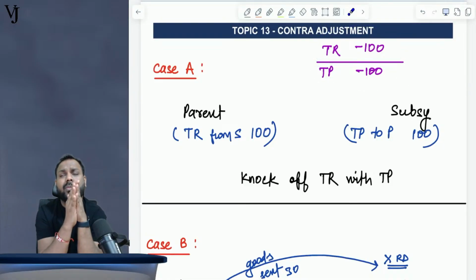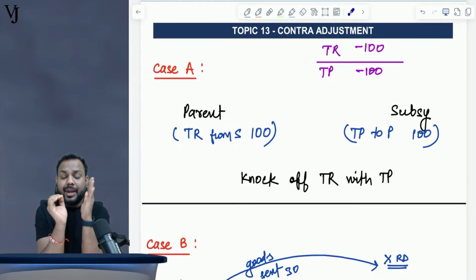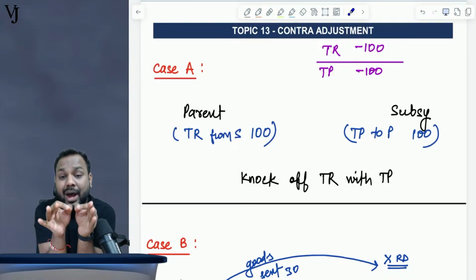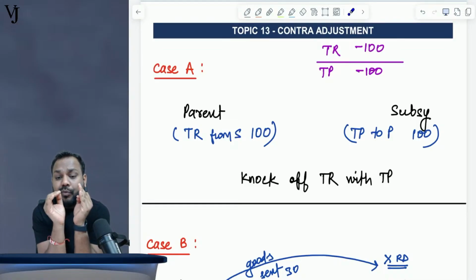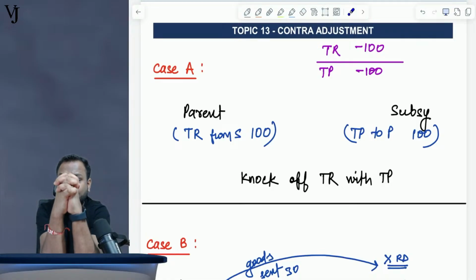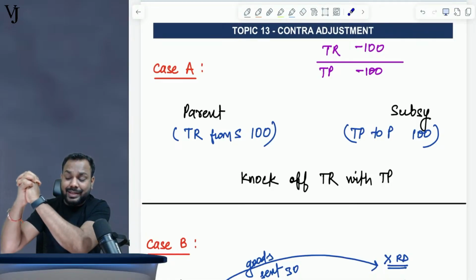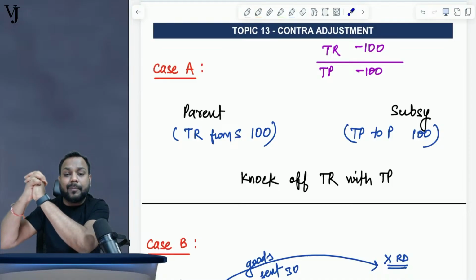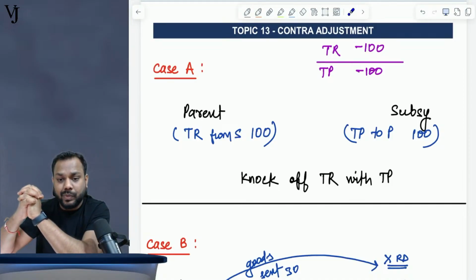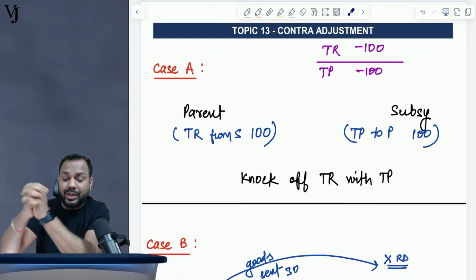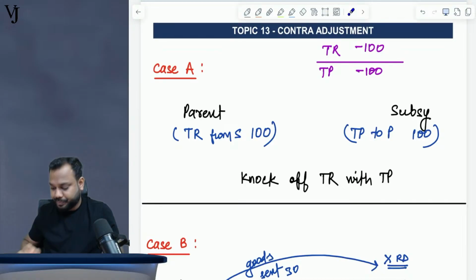Why? Because when we prepare group accounts, we always have to keep in mind one thing: parent and subsidiary are one single economic entity now. Parent and subsidiary are a single entity now. Any payable or receivable within them has to be knocked off.